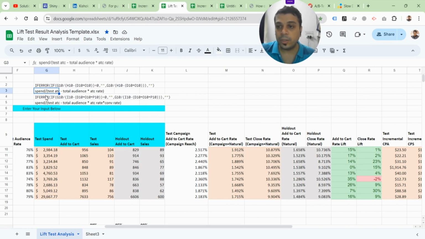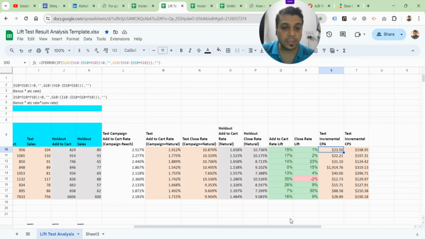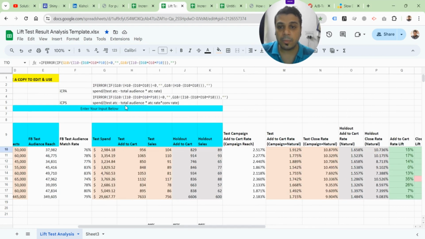But simply what we're doing here is we are doing a spend by test ADC minus the total audience into the ADC rate. Okay, that's obvious. So that's how we are doing the test incremental CPA. And similarly, we are doing the CPS. In that case, we simply multiply the second part by the conversion rate as well. Okay. So that's how we get the incremental value.